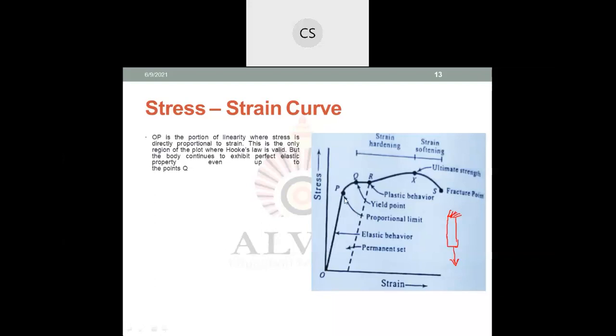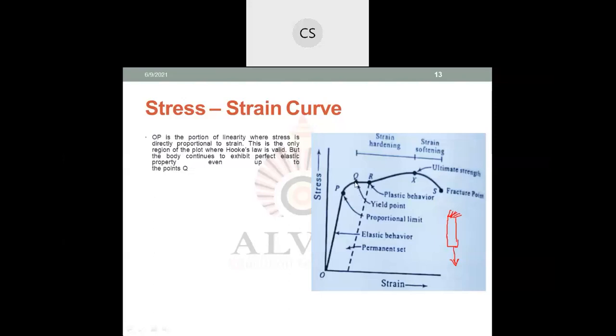But the important point is, after P, even if you apply the stress, the material undergoes a deformation, but it is not a permanent deformation. If you remove the stress up to point Q, it comes back. But it is non-linear, stress is not directly proportional to strain. So it's a non-linear region. But it will continue to exhibit elastic property till point Q. If you remove the stress at point Q, again it will come back to point O. But stress is not directly proportional to strain in the region P to Q.